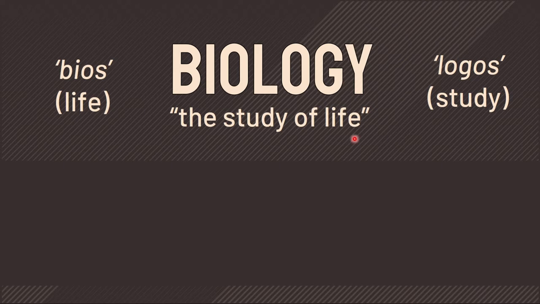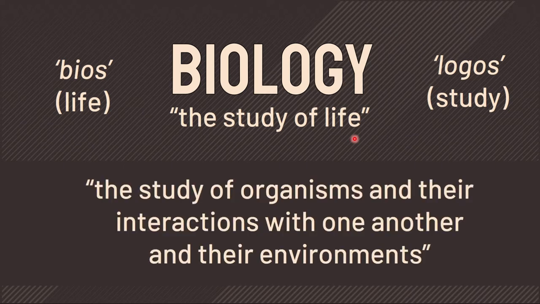So to be specific with the definition of biology, the field of biology is defined as the study of organisms and their interactions with one another and their environments. The field of biology deals with three main things based on this definition. First, biology deals with the study of organisms. So I want to emphasize the word organism. I'm referring to living organisms. Second, the field of biology deals with the interaction of an organism to another organism. And third, the field of biology deals with the study of organisms and their interaction with their environments.